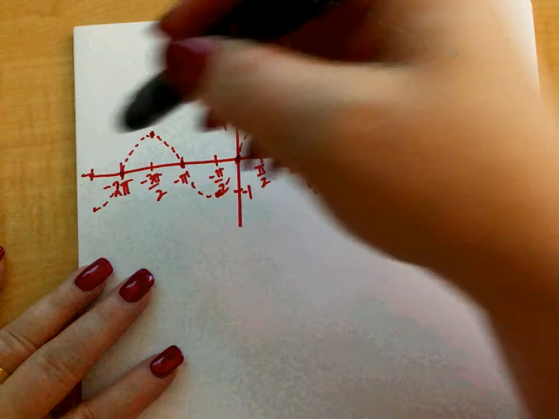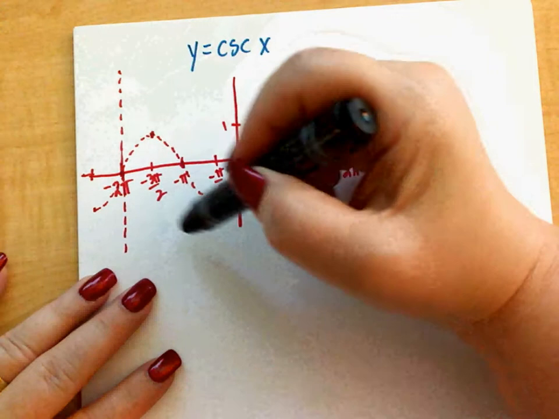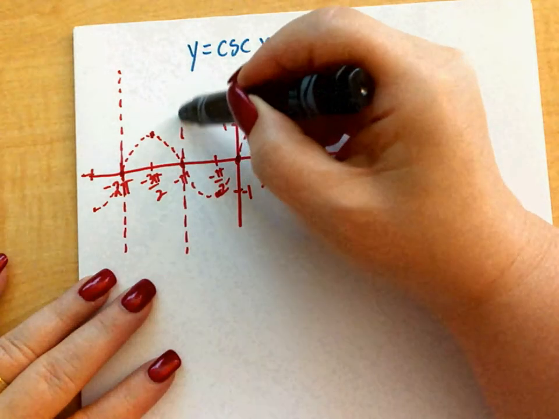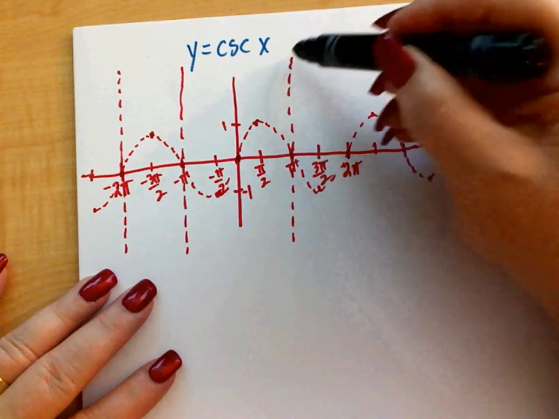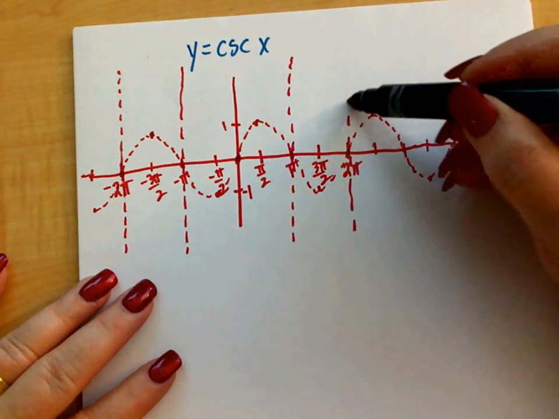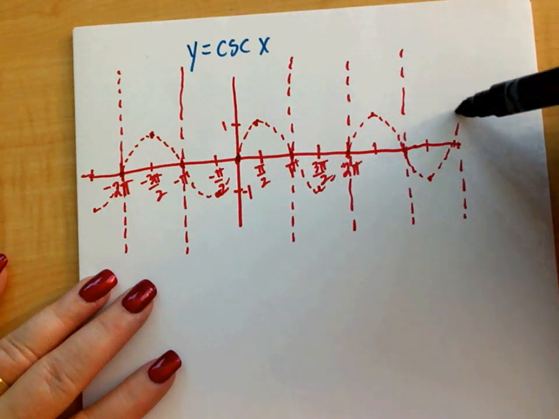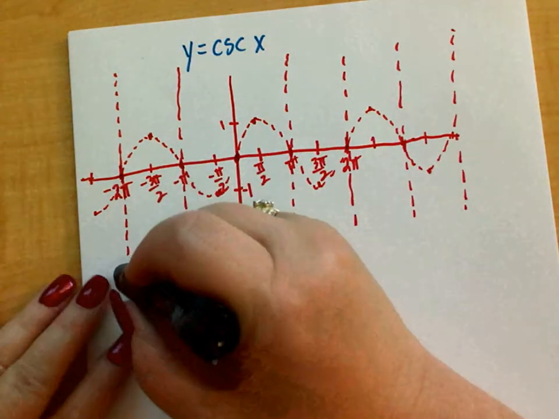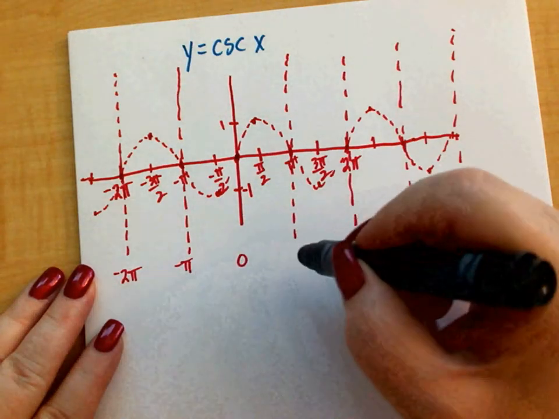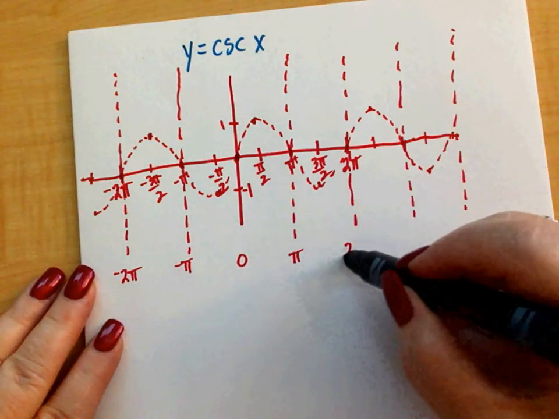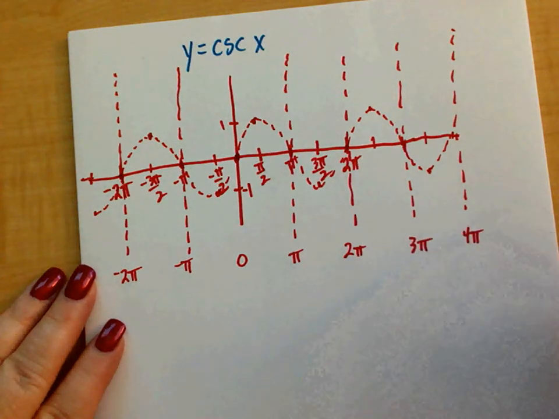Alright, and everywhere it crosses the x-axis you are going to have a vertical asymptote, because remember that sine helps us to draw our cosecant function because it's a reciprocal function. Sine is a reciprocal function to cosecant. So I am sketching in my vertical asymptotes. And if you notice, they occur at negative 2 pi, at negative pi, at 0, at pi, at 2 pi, at 3 pi, at 4 pi, etc., etc.